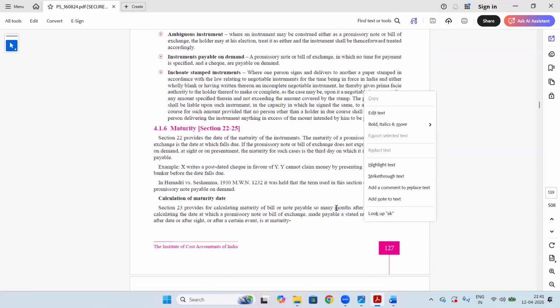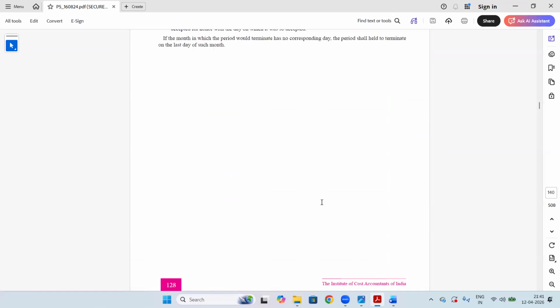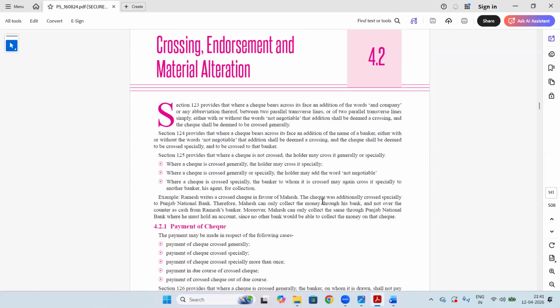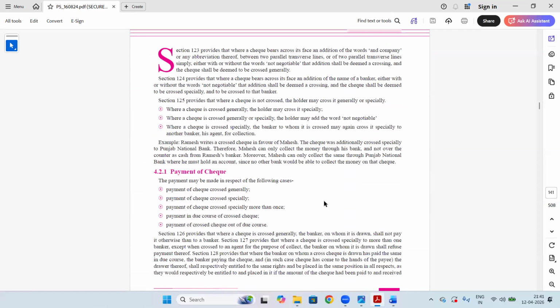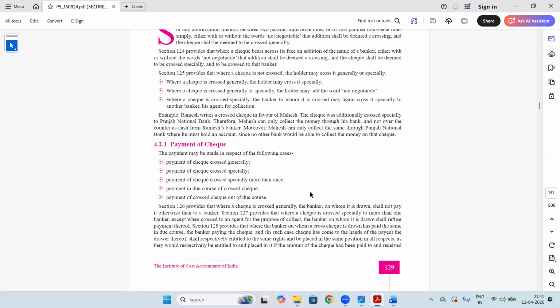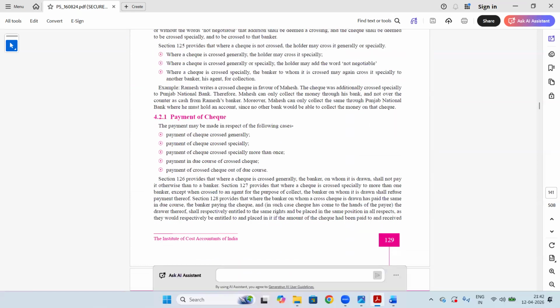Examples are very important. You can go through that. Another important thing is crossing of check. There are different modes of crossing. You're aware: general, special, and more than that, crossing of check. So you should be very familiar with the different types of check, which we have discussed in the previous video.